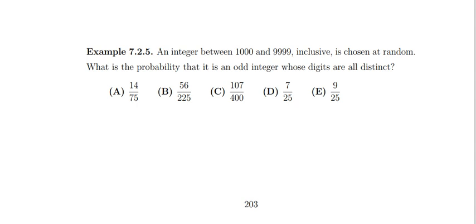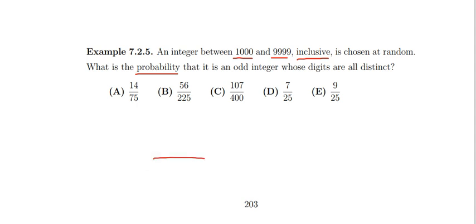Okay, so this problem is to find the probability. But the probability here is quite the same as the counting problem: how many total, how many in this case, right? So let's say an integer between 1000 and 9999 inclusive, meaning include them, is chosen at random. So totally how many ways?